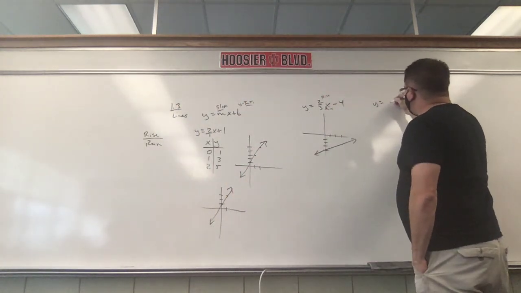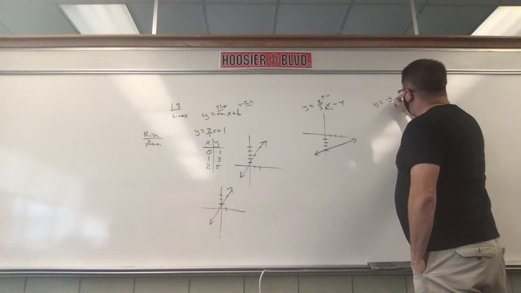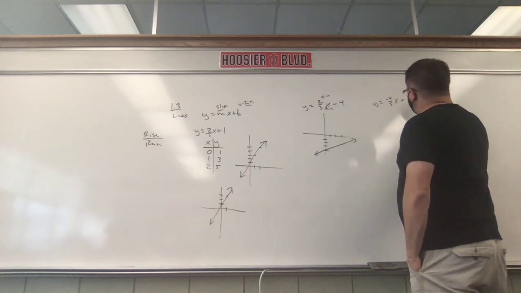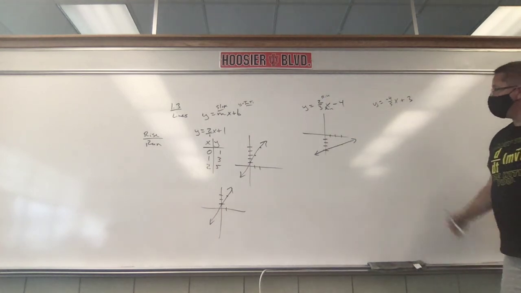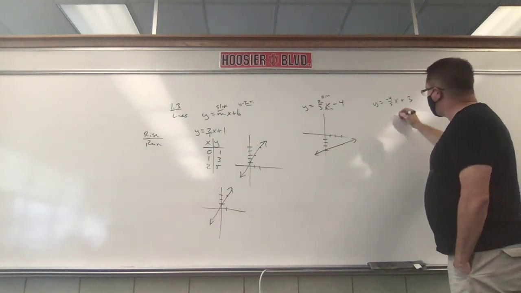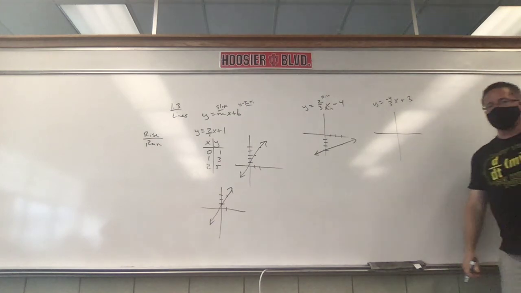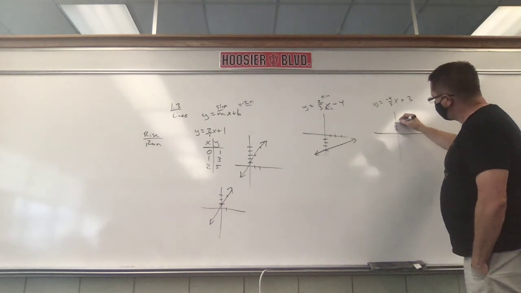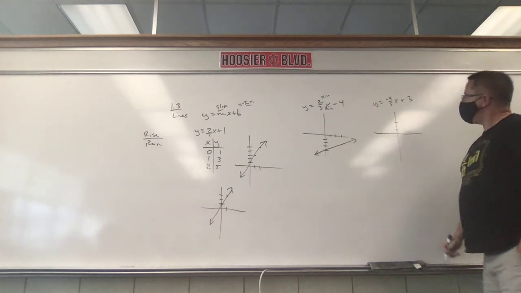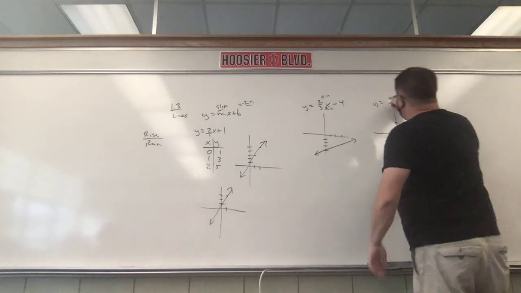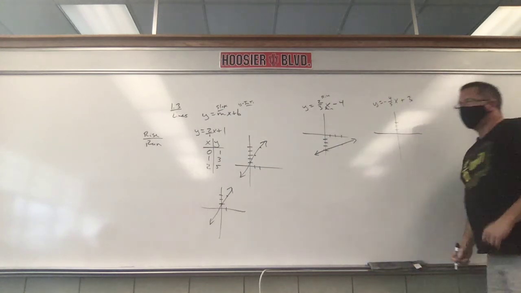How about y equals negative 4/5 x plus 3. Okay? So again, if you want to make a t-chart, plug in your values, you can, but what I'm going to do is my y-intercept is plus 3. So I'm going to go up 3. Now, actually, I tell you what, I'll put that negative right in the middle.